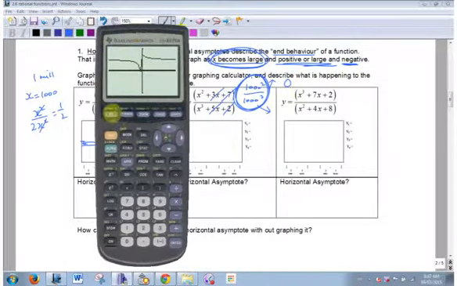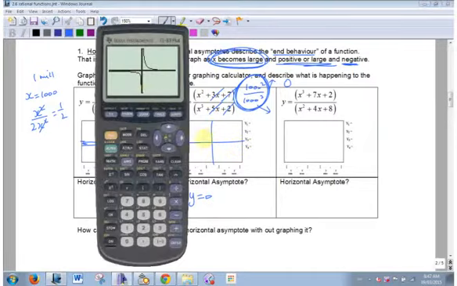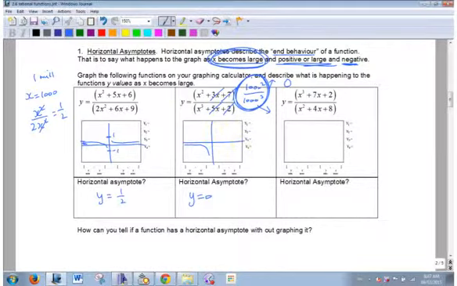Let's see what this one looks like. x squared plus 3x plus 7 divided by x to the power of 3 plus 5x plus 2. Does it look like I have a horizontal asymptote? And where does it look like it is? At 0. Okay, comes down, goes like that. And my window again was pretty huge, wasn't it? Let's just go minus 10. Let's blow that up around the origin a bit. Still look like a horizontal asymptote at zero, y equals zero? You betcha.